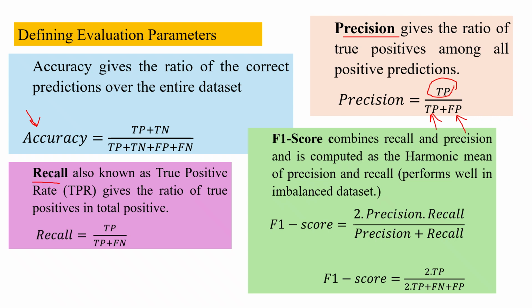Then we come to recall, also known as true positive rate, which gives the ratio of true positives among the total positives. So what is the total positive? It is the true positive plus the false negatives, because false negatives are what? It is actually positive identified as negative. Okay, so this is recall, and F1 score is the harmonic mean of precision and recall. So we simply take the formula for harmonic mean, and we also write it simply as 2TP by 2TP plus FN plus FP.